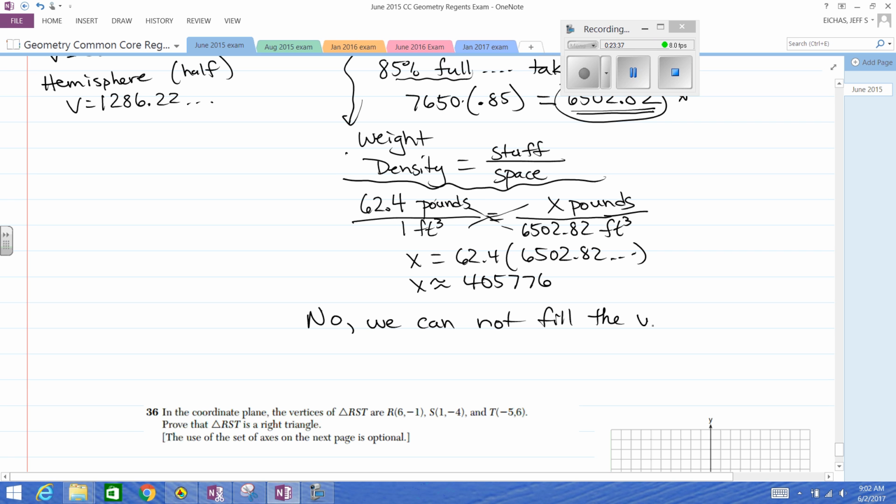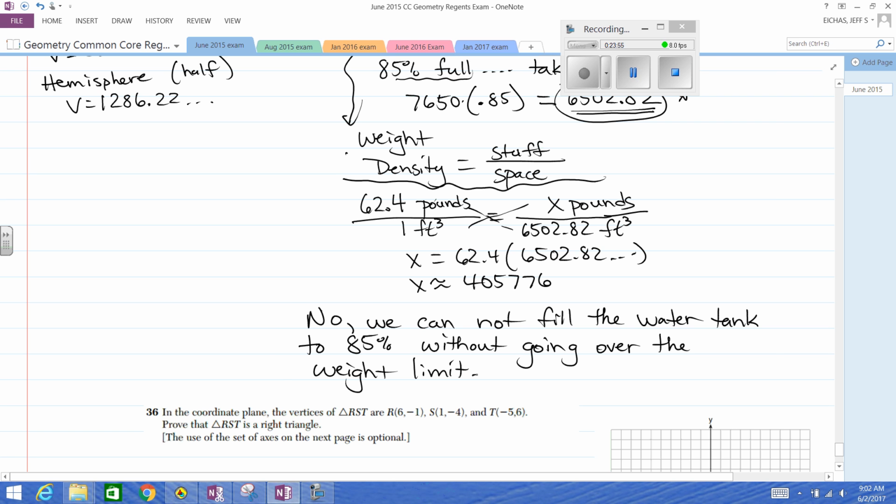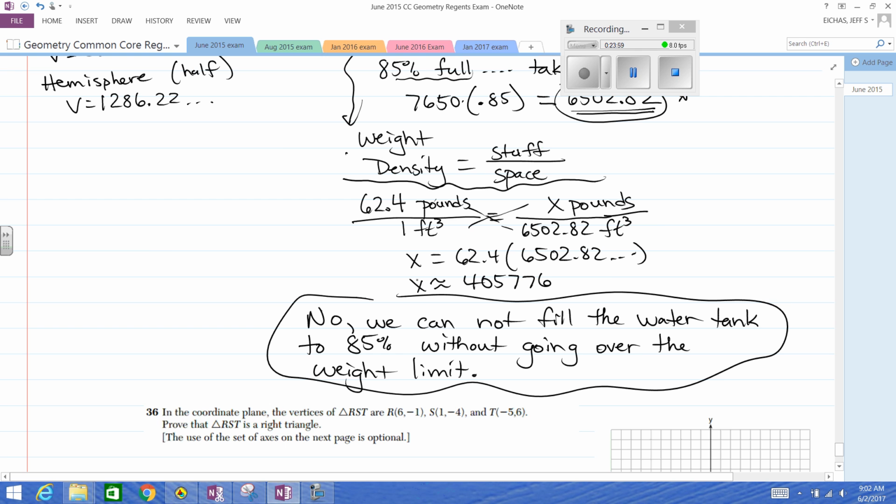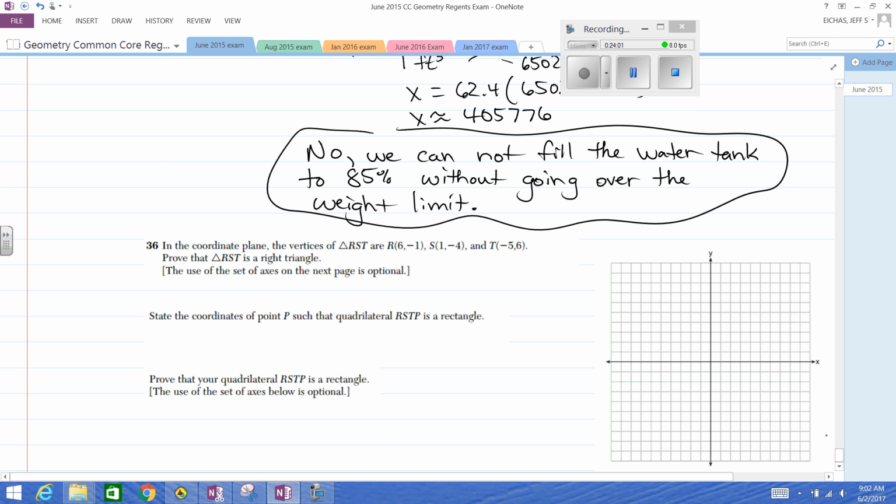fill the water tank to 85% without going over the weight limit. Make sure you answer the question. And hopefully that's enough to get us 6 points. All right, moving on.